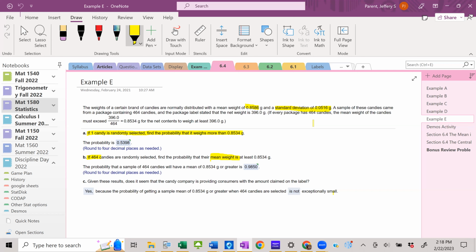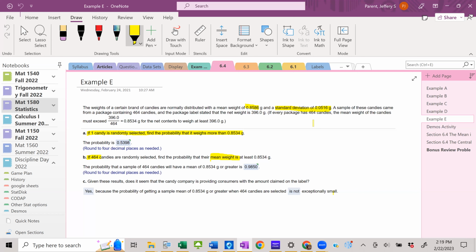The weights of a certain brand of candies are normally distributed with a mean weight of 0.8586 grams. That's really small. Can anyone figure out what candy they must be referring to? What's something with a typically small weight? Like Skittles. Skittles is not a bad guess. It's a favorite of your instructors to use in statistical examples, and that'd be M&Ms. But Skittles is a good guess too.